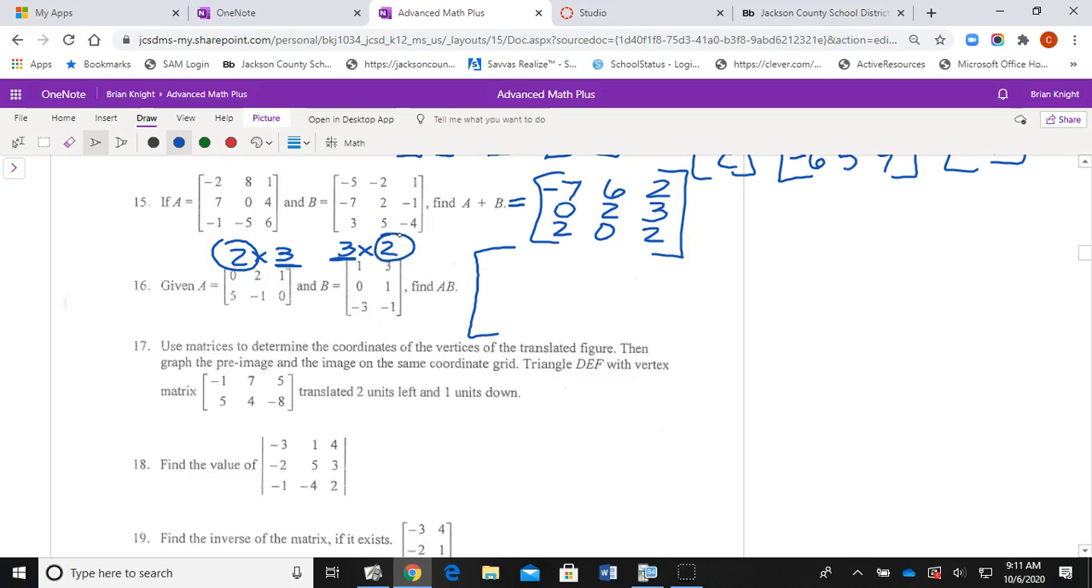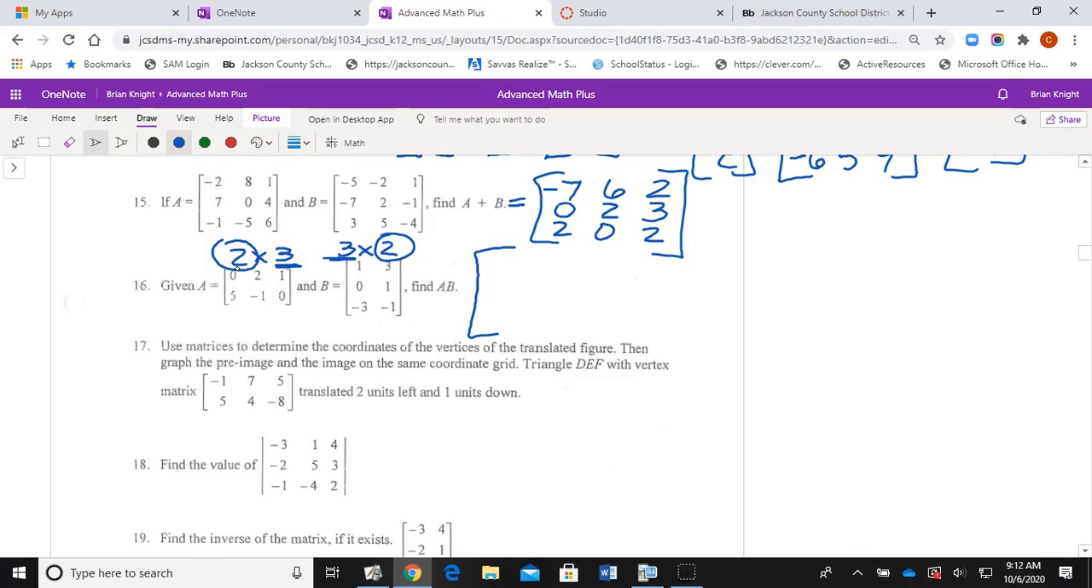I can't tell you how helpful it is to know that, especially on a multiple choice test. If they give you a couple of answers that aren't 2 by 2 matrices, guess what? They're not right. If it's not a 2 by 2 matrix, you can cross those out. So the two numbers in the middle have to be the same, and the two numbers on the outside tell you how big the answer is.